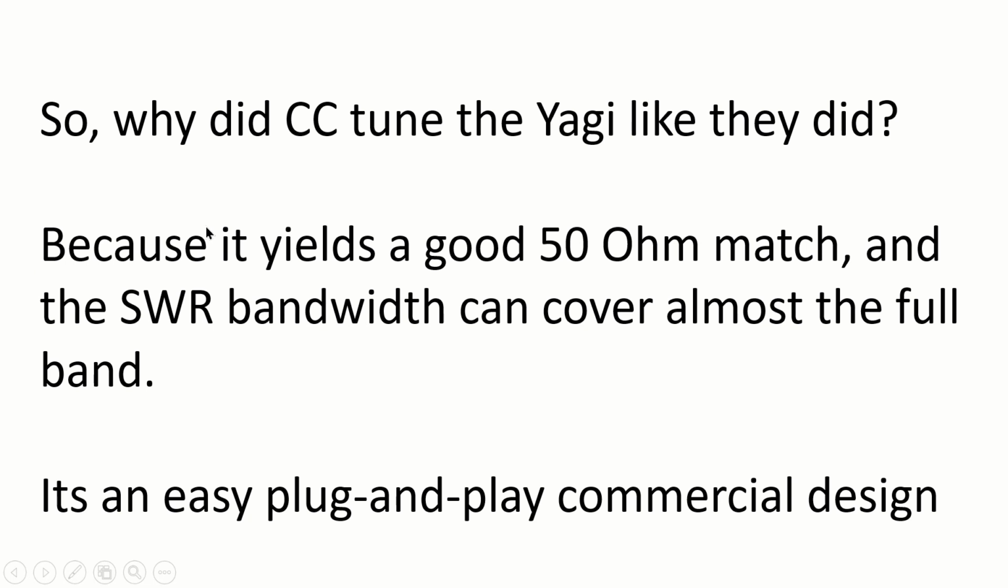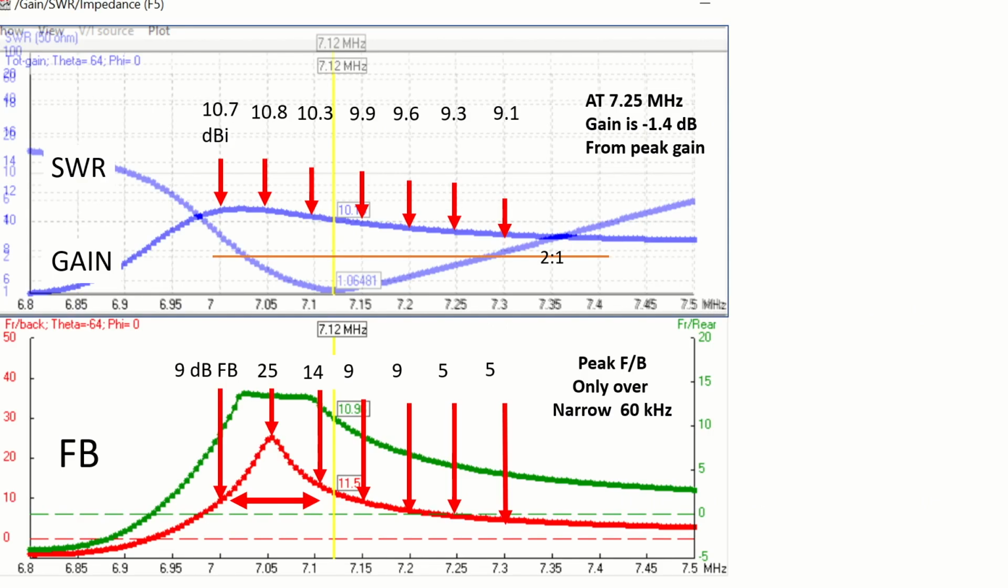All right, so why did Cushcraft tune the Yagi like they did? Well, they did it because it yields an excellent match to 50-ohm coax without a matching network, and the SWR bandwidth can cover almost the full band. It's an easy plug-and-play commercial design. However, we do have compromised performance across the band. If you operate mostly CW, this is perhaps a non-issue. But if you're an SSB contester, then up here on the high end, you're losing some gain and the front-to-back performance is actually pretty poor.